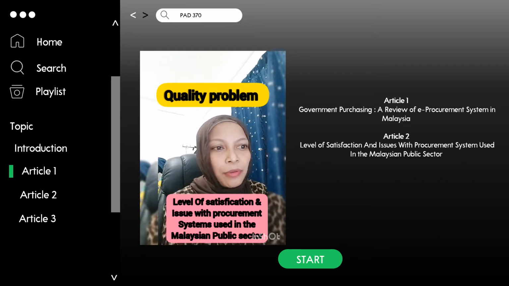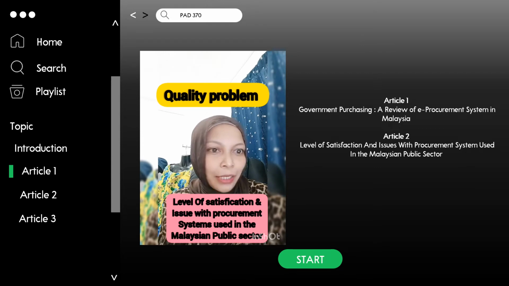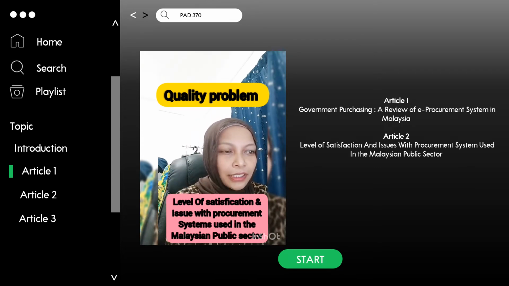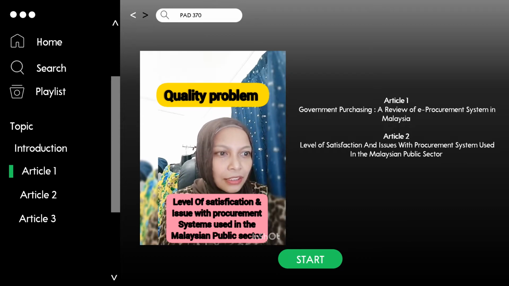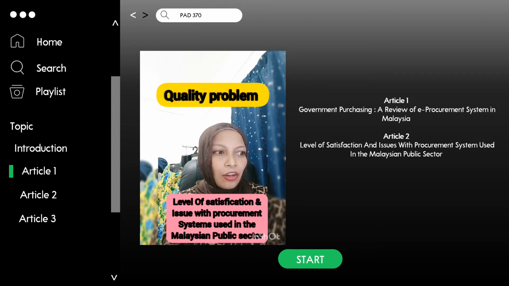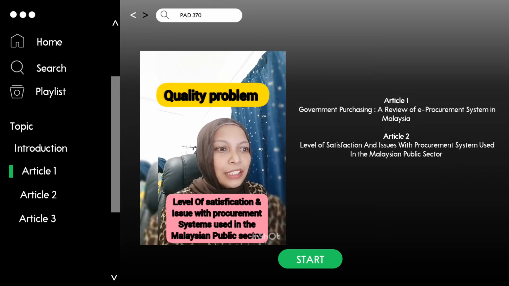The quality problem is also one of the minor problems encountered in all types of procurement. Although the issue of public sector building quality was highlighted, the results of the study show that industry practitioners were less concerned with quality compared to the other two performance measures, namely time and cost.